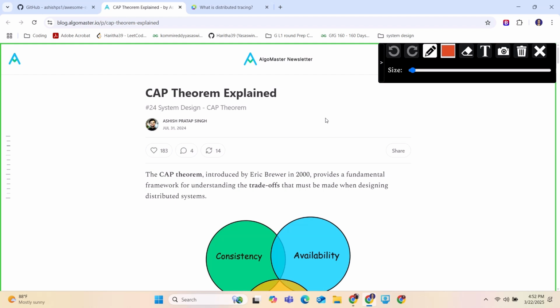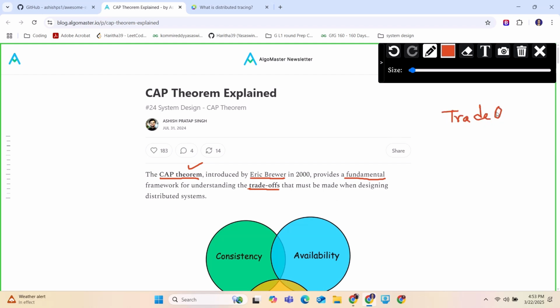What is CAP theorem? The CAP theorem, introduced by Eric Brewer in 2000, provides a fundamental framework for understanding the trade-offs that must be made when designing distributed systems.